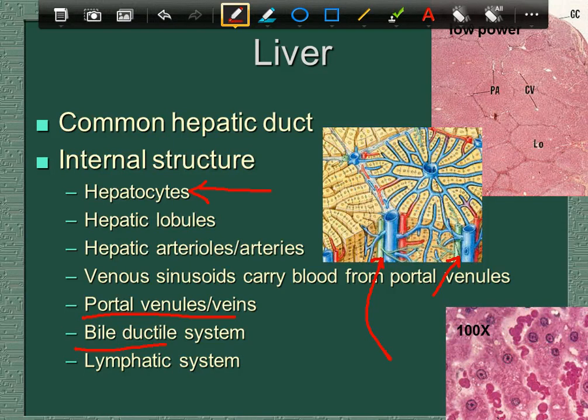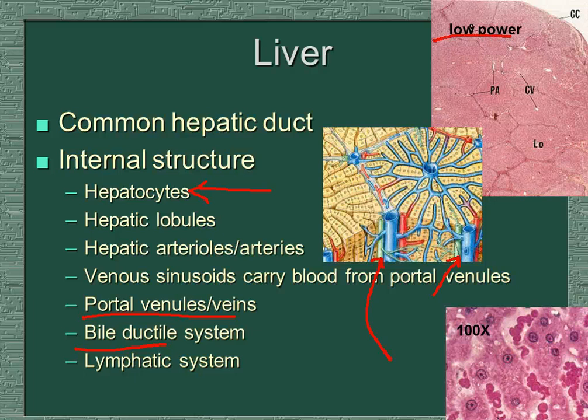So this is a low power. This is about a 4x of the liver right here. But what you're looking at down here is a 40x. And here is a liver cell right there. It's called a hepatocyte. And look at these little blood vessels. These are tiny capillaries right here. You should identify those as blood cells. These are tiny little capillary vessels. The liver's got a zillion little capillaries running through it. Also, there's some lymphatic cells in the liver, very important for phagocytosis and things like that.